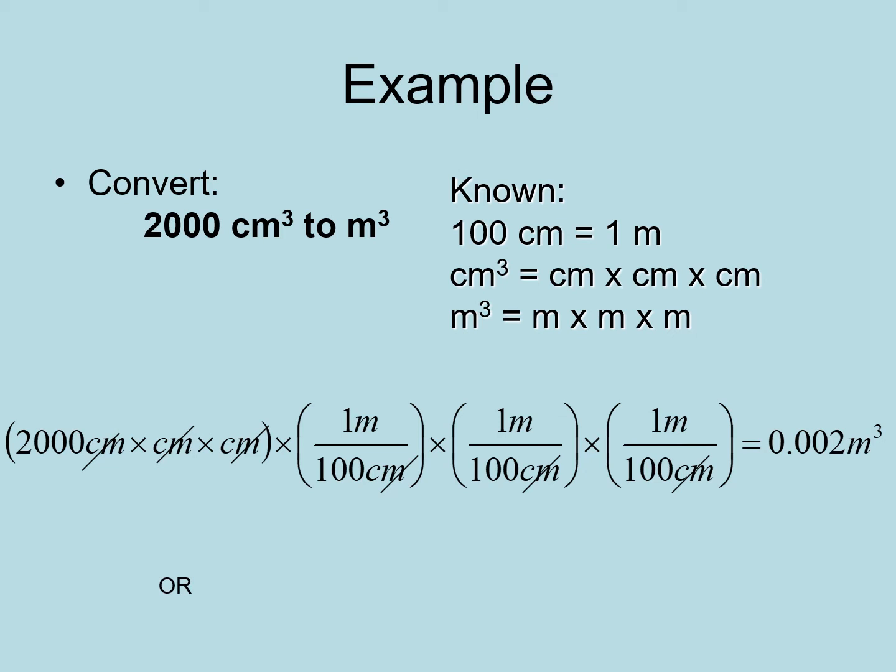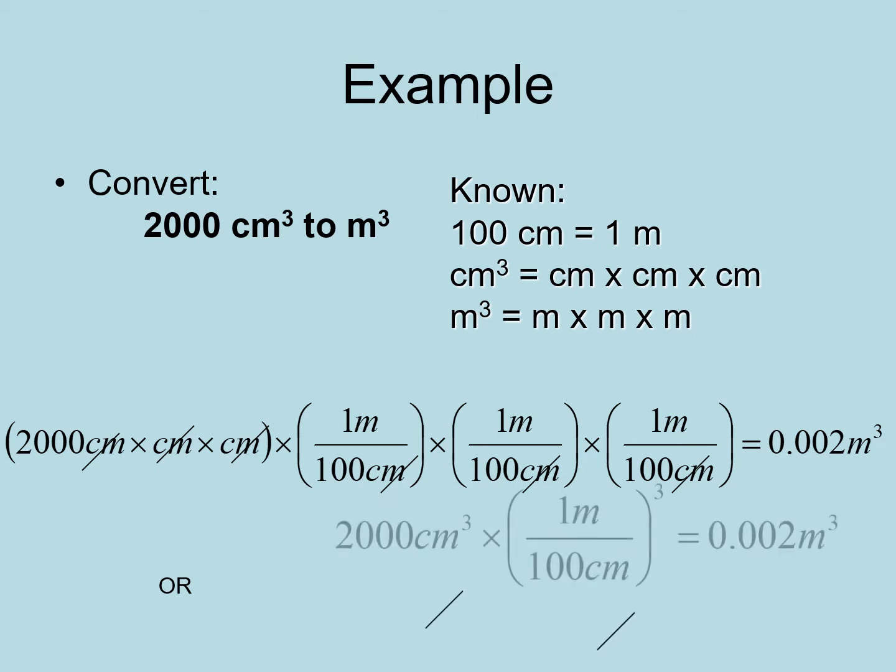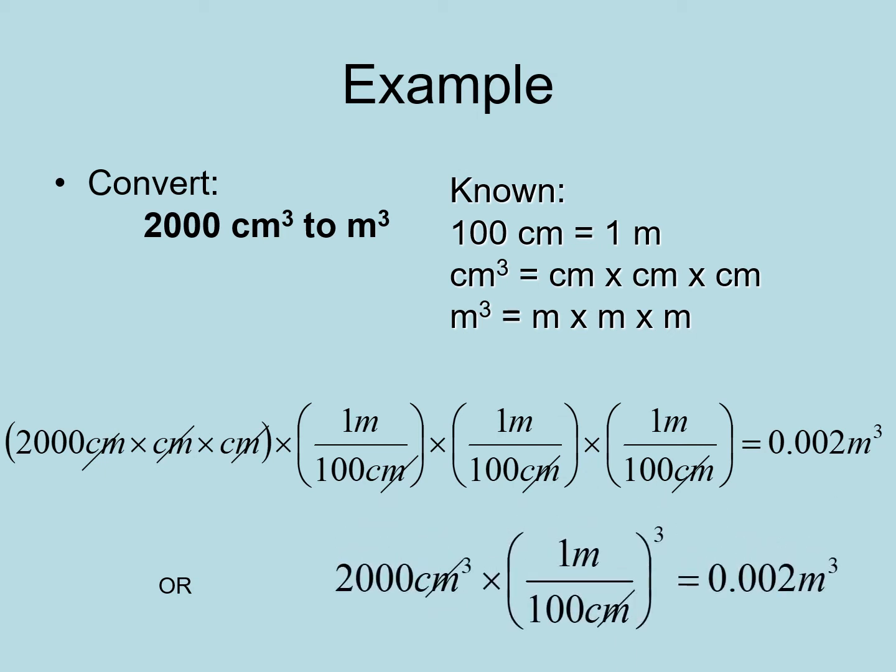I could do this in a slightly different way. If I recognize that I have cubic units, then I'll just cube my conversion factor. So I could write it down like this. I just have to remember to cube that in my calculator. So it's 1 over 100 cubed, and then my cubic centimeters will cancel out, leaving me with meters cubed. And again, it's 2,000 over 1,000,000, which is 0.002. Cubic meters is the answer.